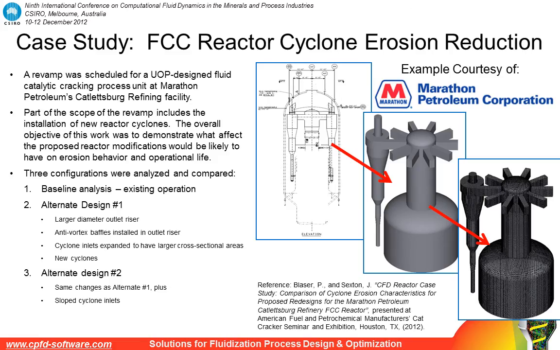The last case I'm going to show you is an erosion reduction study on an FCC reactor cyclone system. The Marathon Petroleum Catlettsburg refining facility was going through a revamp, and the equipment licensor had suggested a couple of alternative designs to address erosion in the reactor cyclones and crossover ducts. It was decided by Marathon Petroleum to have some CFD done of the system to determine which of the two designs was more desirable for reducing the erosion in the unit.